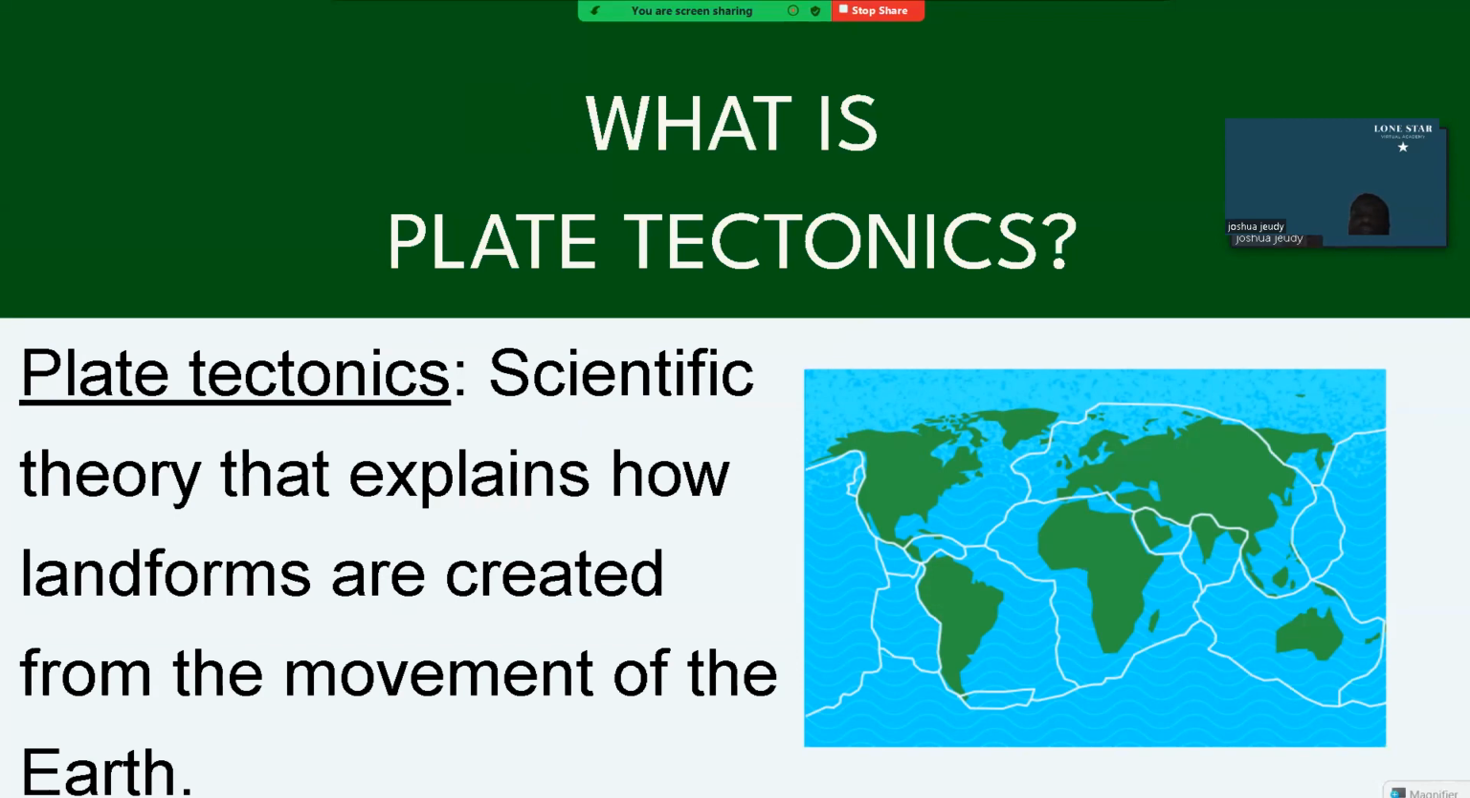Remember, there's a difference between theory and law. Theory is a wide range of ideas that have been tested and proven to be factual, while law is something that is essentially a part of the universe. Now, we're not going to get into other theories, but this is a scientific theory that explains how earthquakes happen and how the crust of the earth moves around. We'll get into more detail right now.